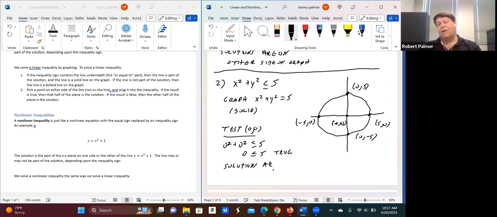So the solutions in this case are not essentially above or below, right or left, or on the other side. Solutions are on the same side as the origin. Our solutions are on the inside of the circle. So solutions are inside the circle and also including the circle.